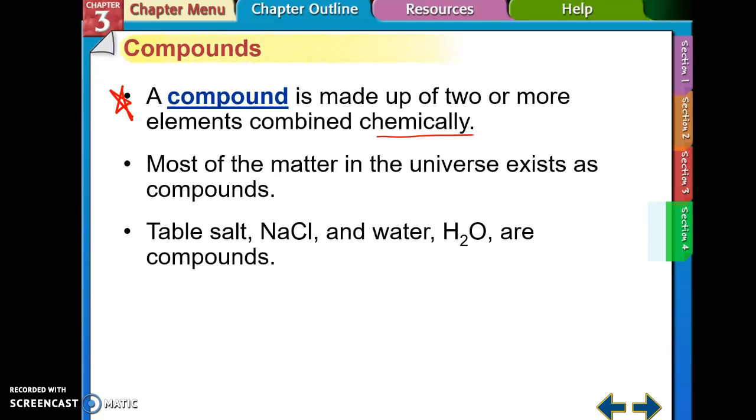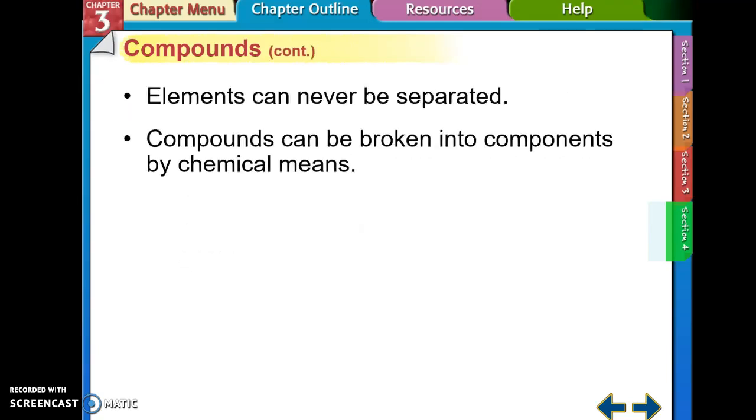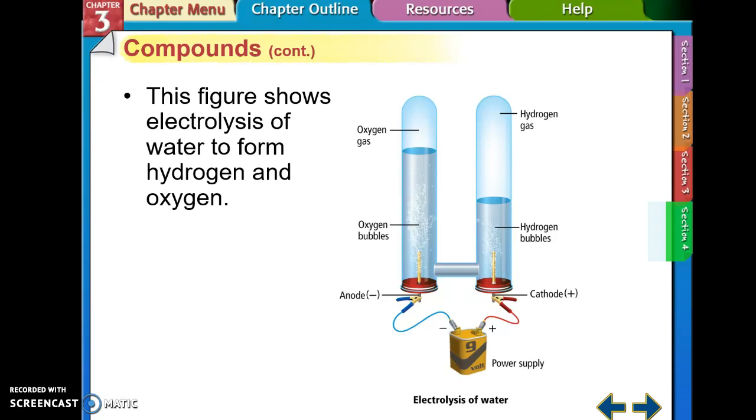Table salt, NaCl, which is sodium chloride. You can find those on the periodic table. And water, H2O, dihydrogen monoxide, are compounds. And an element can't be separated, while a compound can be broken down. So if you look at this, if I take water and I put it under electrolysis, which is called hydrolysis, I'm going to be able to take water and separate the oxygen from the hydrogen. That's separating a compound through chemical means because I have applied electricity.